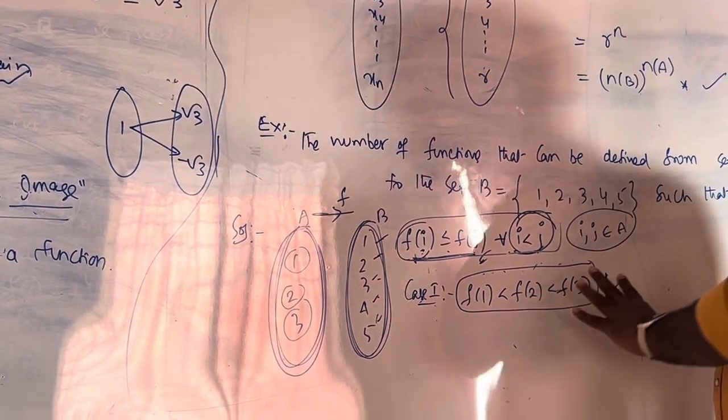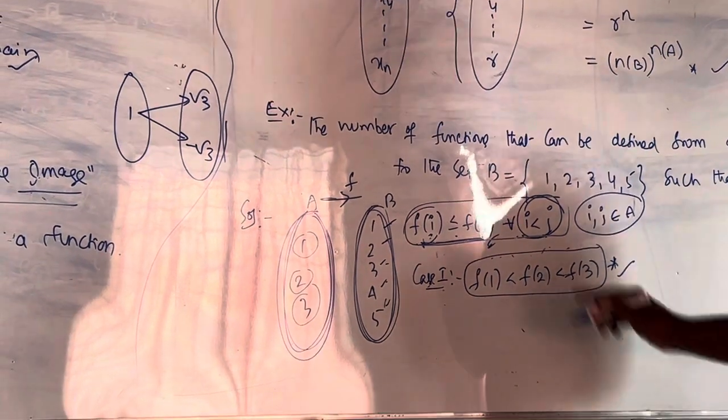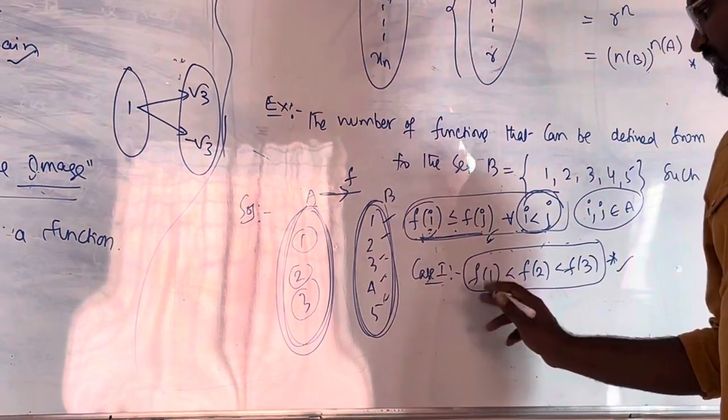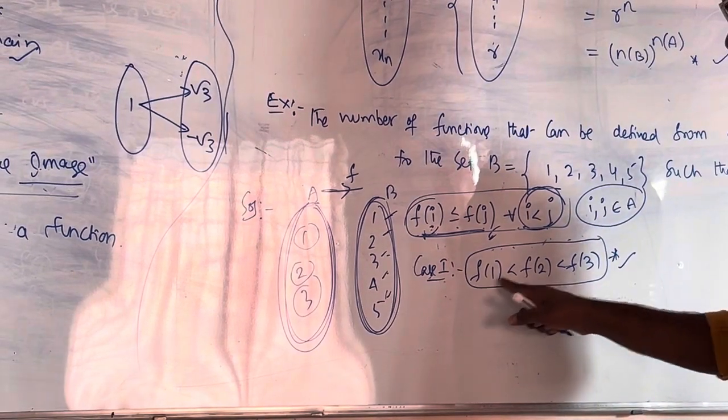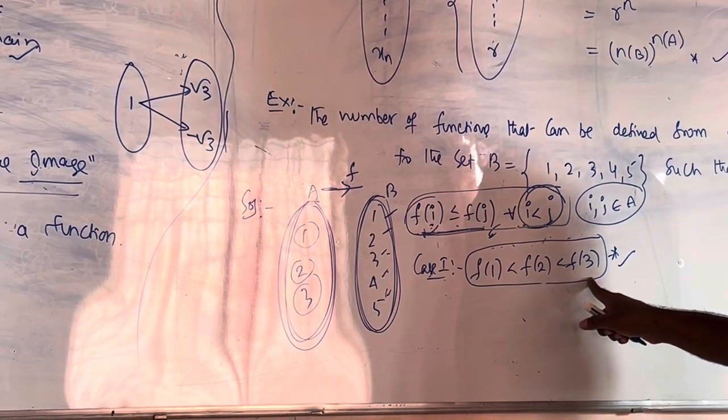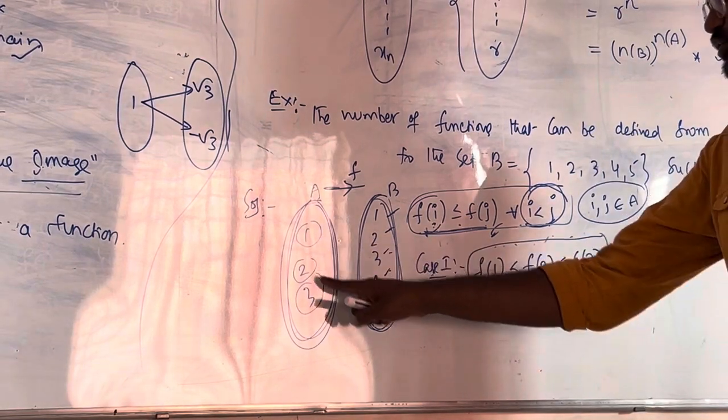So here the arrangement is fixed. What do I mean by that? Let's take f of 1 less than f of 2 less than f of 3. So what do I mean by that? f of 1 is not equal to f of 2, obviously it is not equal to f of 3. So the images of 1, 2, 3 are different.